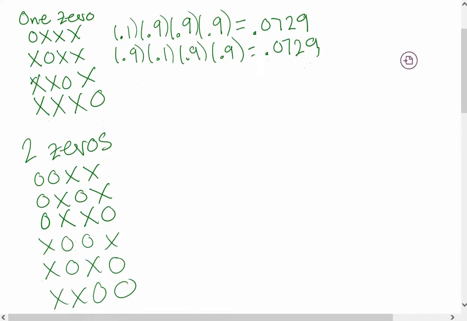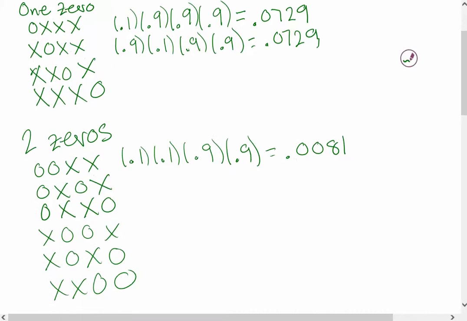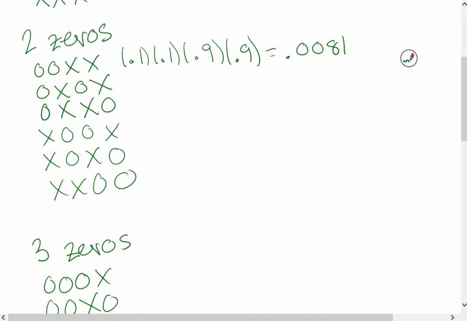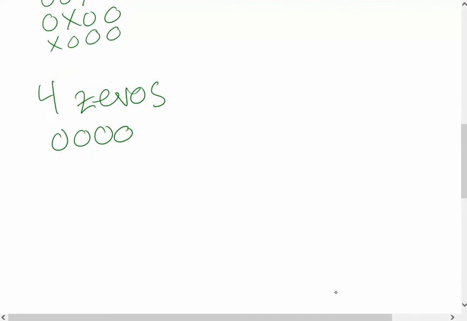Let's say I wanted to do this event right here, for 0, 0, not 0, not 0. A 0 would be 0.1, another 0 would be 0.1, the next one would be 0.9 for not 0, and 0.9 for not 0. Let's see what that gives me. That gives me 0.0081. Do you see what I'm going to have to do here? I'm going to have to find the probability for each one of these possible 15 outcomes and add them up.